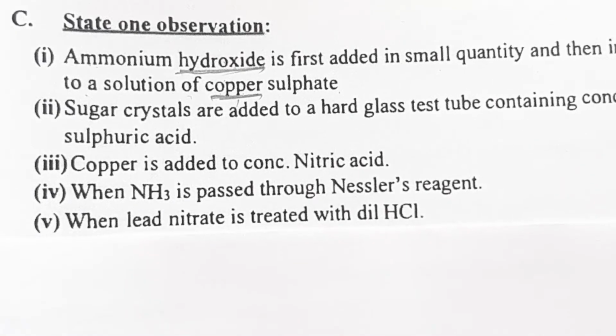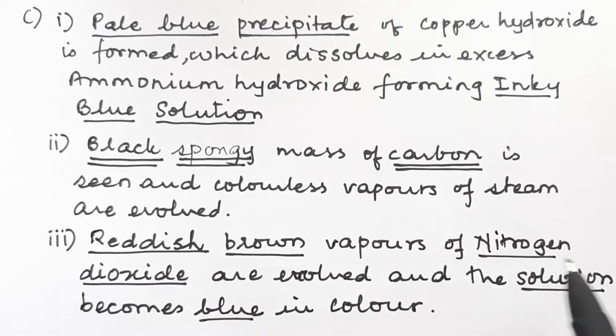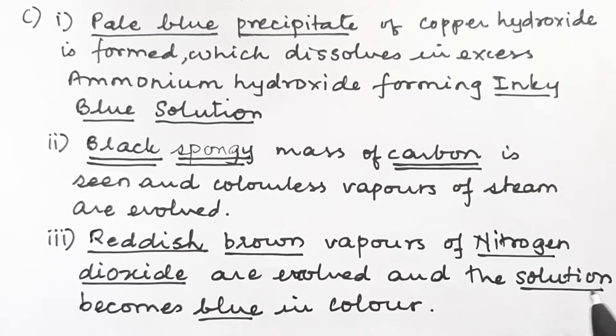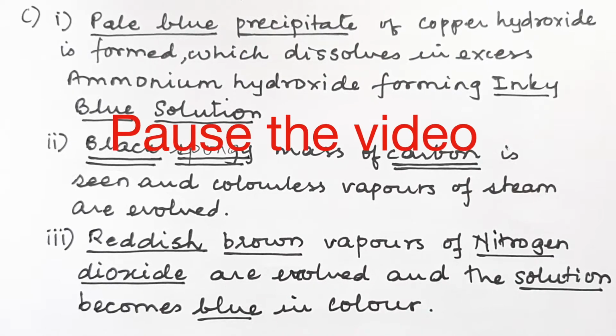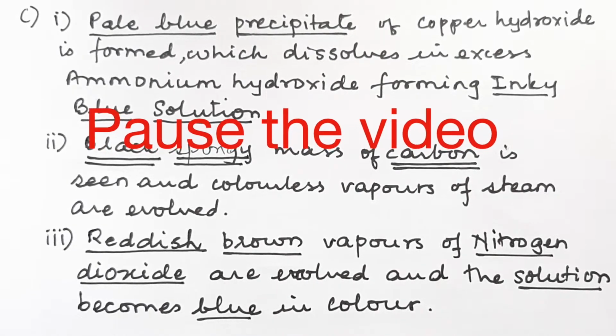Alright, so let us write just that. Reddish brown vapors of nitrogen dioxide are evolved and the solution becomes blue in color. You can put this on pause and write it down fast.